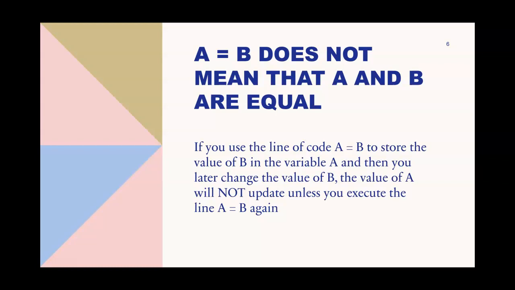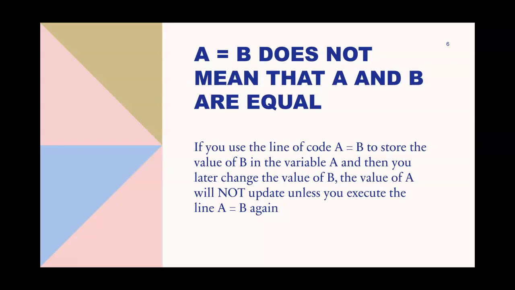So if you say that B is 4, and then you say A equals B. So now B is 4. We've taken that 4. We've also stored it in A. So A and B are both 4 now. And then you say B equals 3. A is still 4, and B is now 3. So they do not update with each other. In our code, we read it from top to bottom.